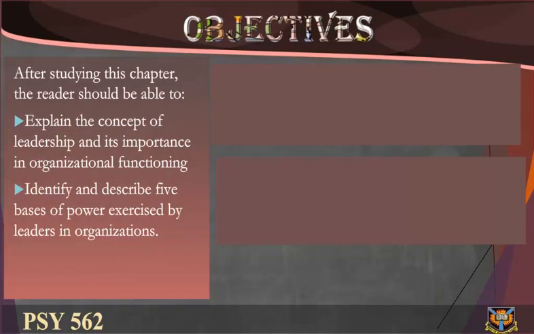Objectives. After studying this chapter, the reader should be able to: 1. Explain the concept of leadership and its importance in organizational functioning. 2. Identify and describe 5 bases of power exercised by leaders in organizations.